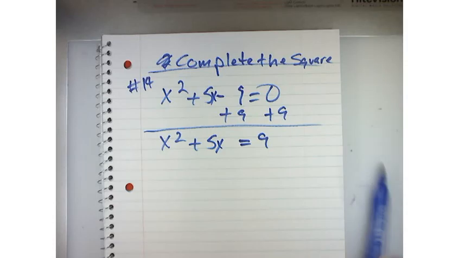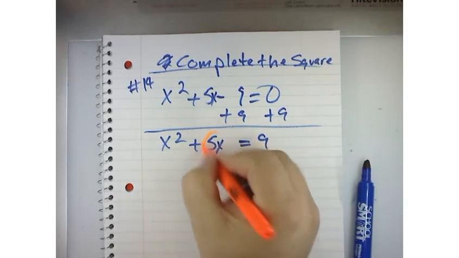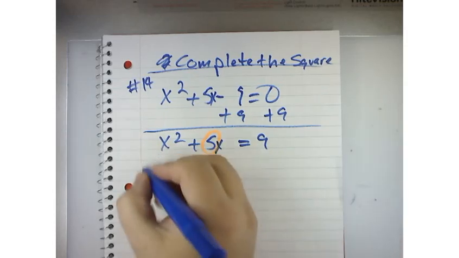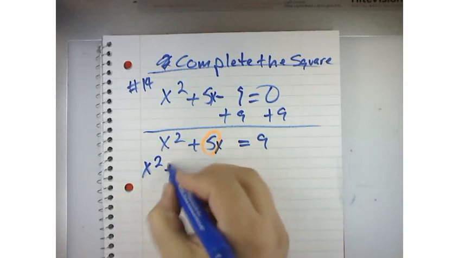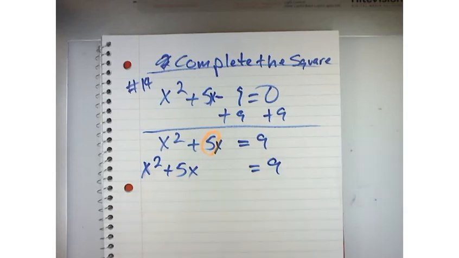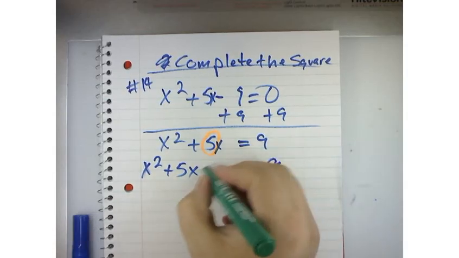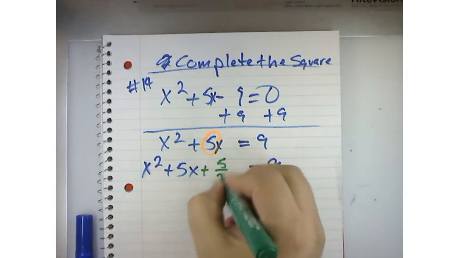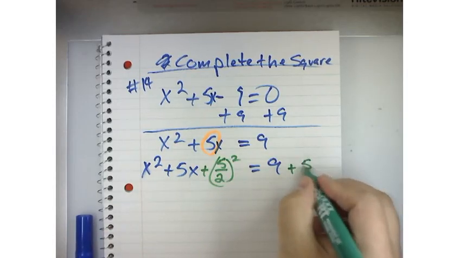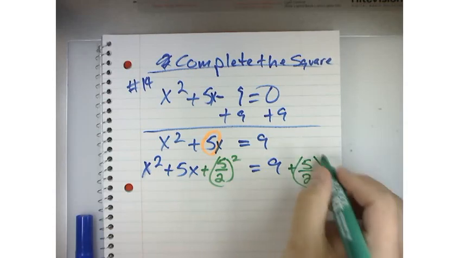So now what Mr. Adams said, the next step, once we get it to look like this, is I'm going to take whatever this number is, divide it by 2 and square it. So I'm going to say x squared plus 5x is equal to 9. And then I'm going to take plus 5 over 2 and square it on both sides. That's what makes it legal. Whatever you do on one side, you have to do on the other.